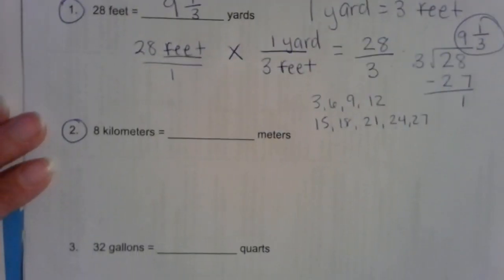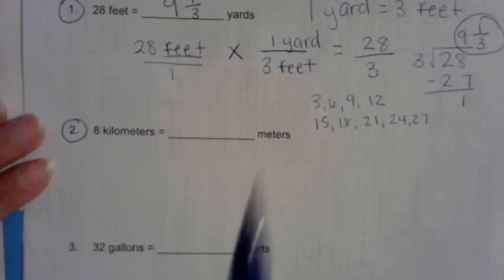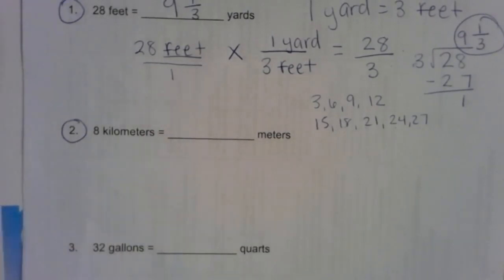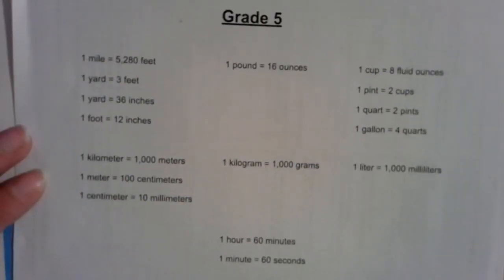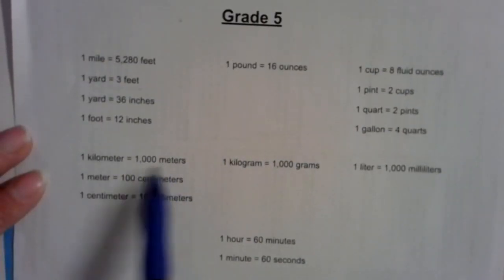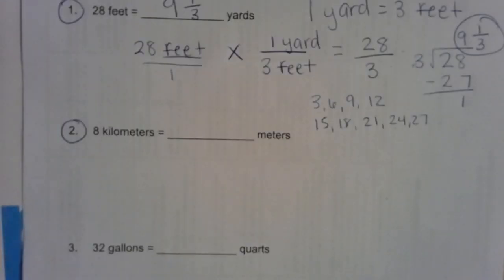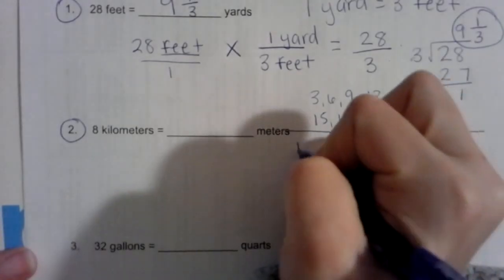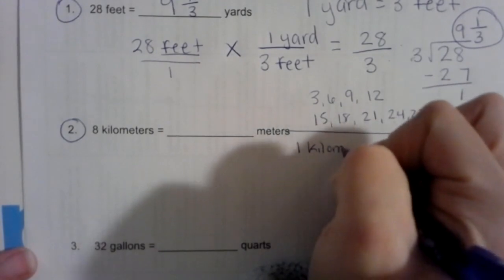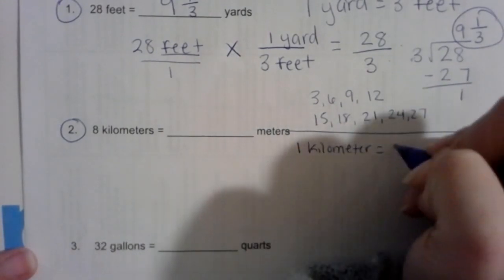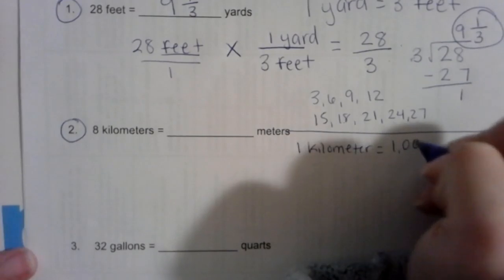Next, we're going to go from 8 kilometers to meters. Again, the first step is to look at our reference sheet, find the relationship between kilometers and meters. So 1 kilometer equals 1,000 meters. We're going to write that down so that we can use it. 1 kilometer equals 1,000 meters.